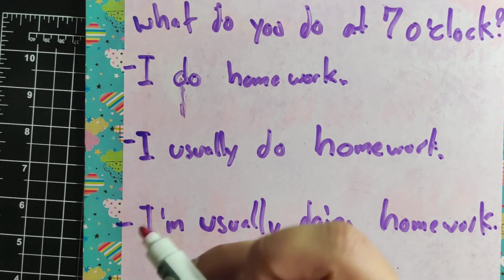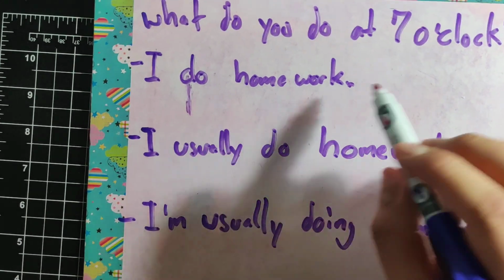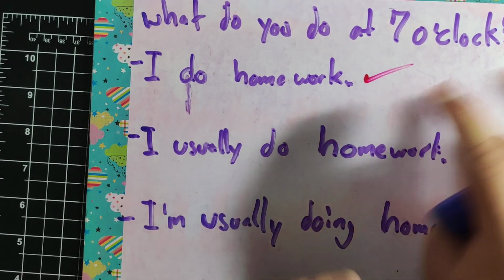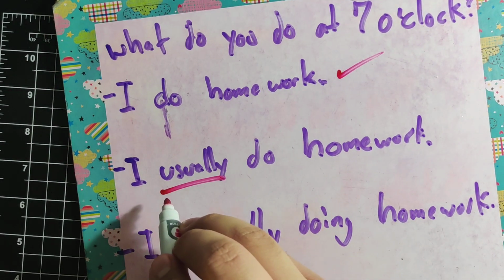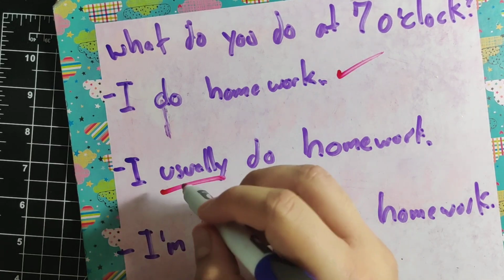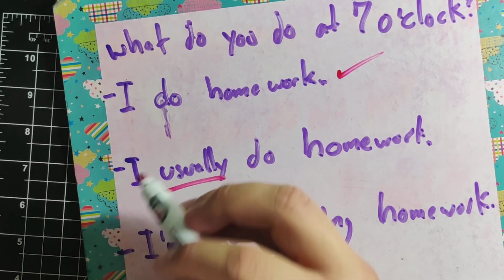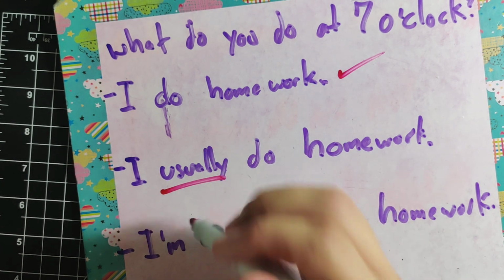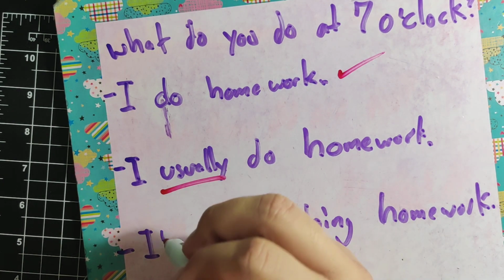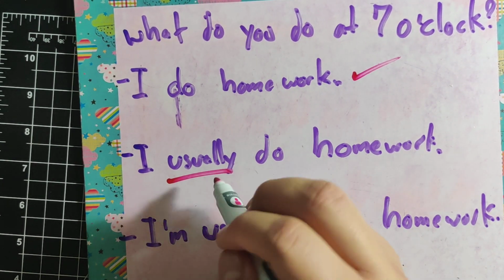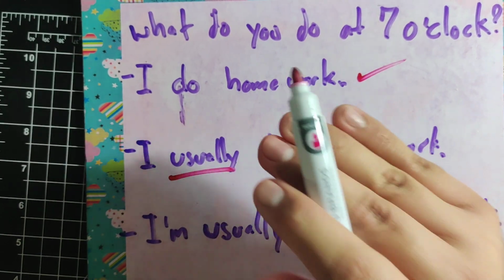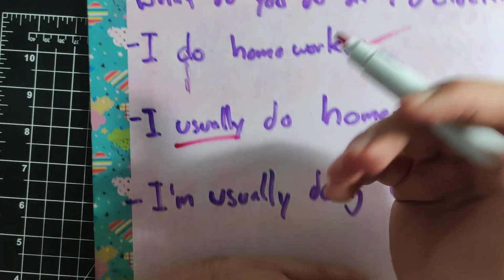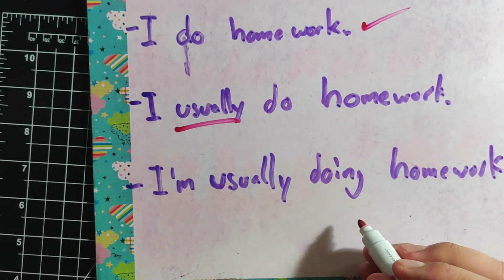The difference is pretty simple though. I do homework. It's quick, it's simple, that's it. I usually do homework. The key word here is usually. Not always. So you're adding this. I sometimes do homework, I never do homework, things like that. So I usually do homework, which means that if you call the person at this time, there's a high probability, hay una alta probabilidad, that they're doing homework.